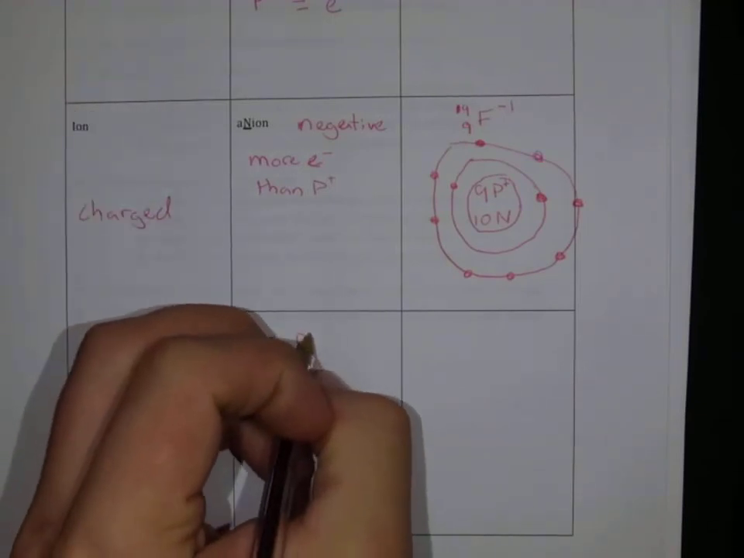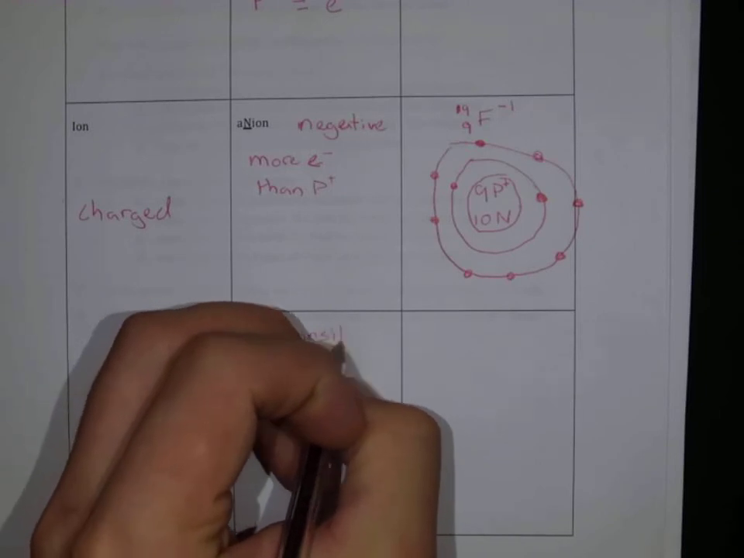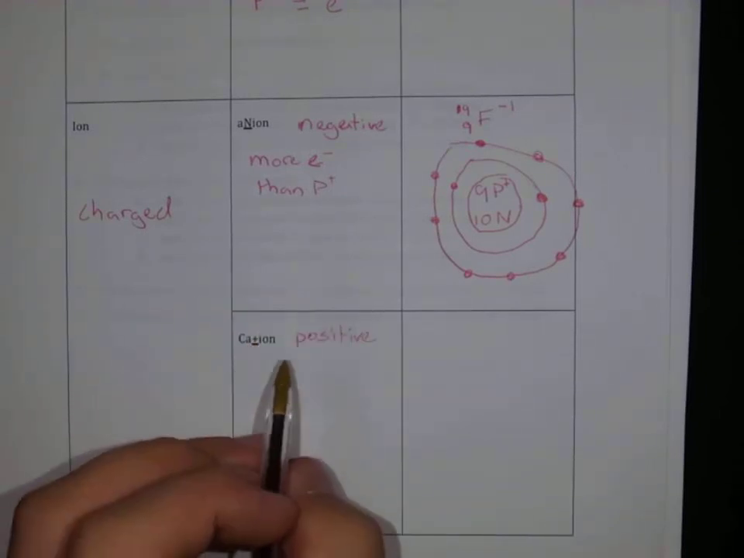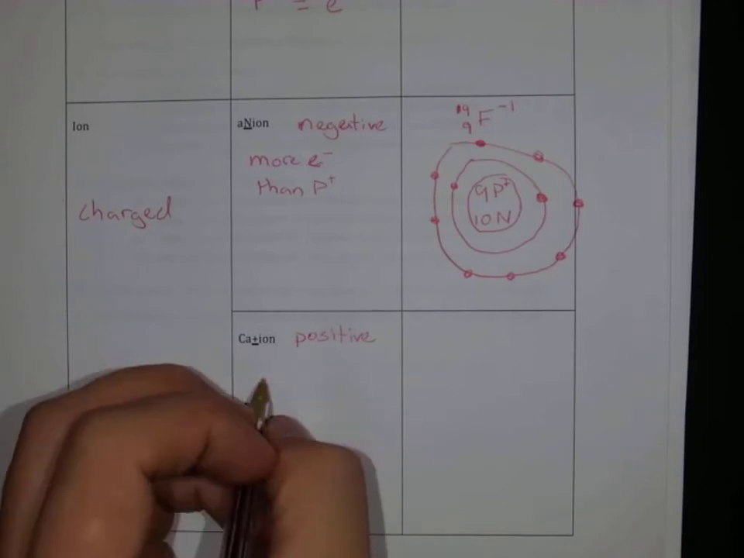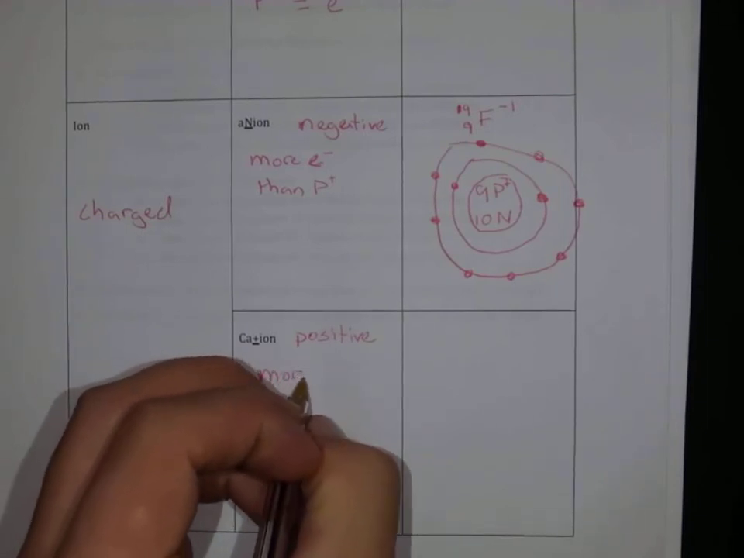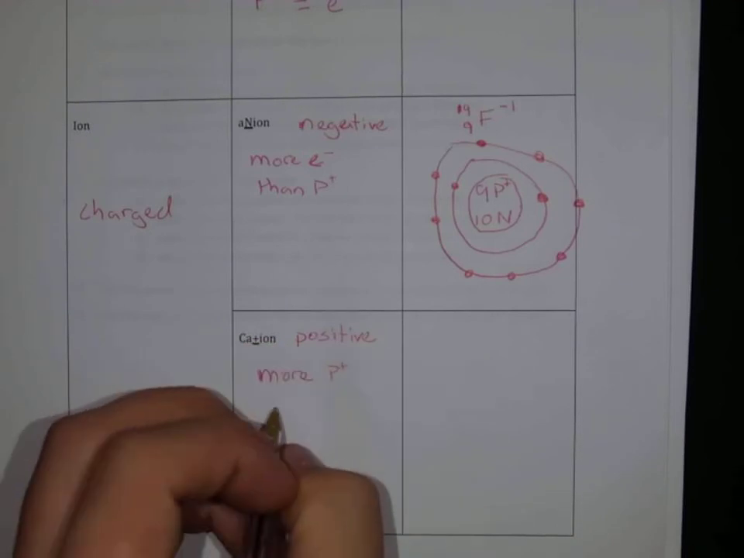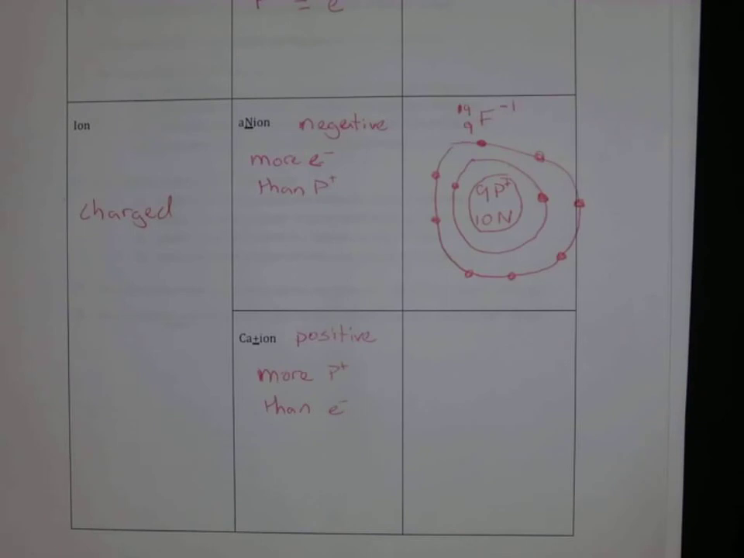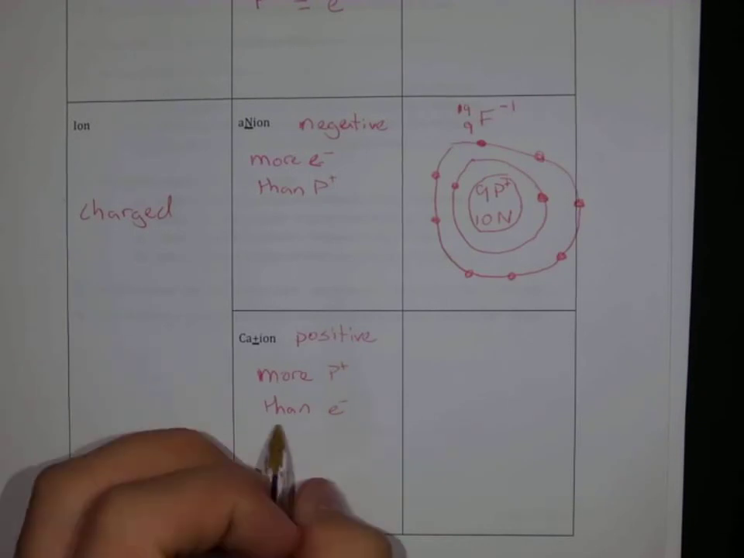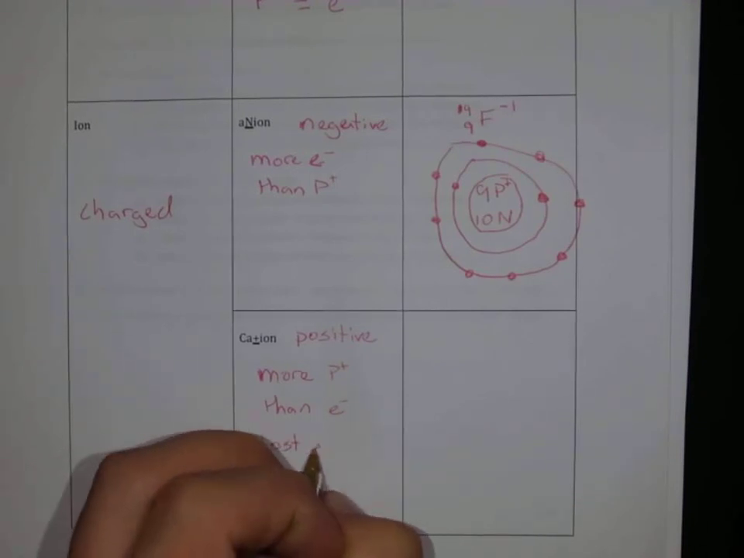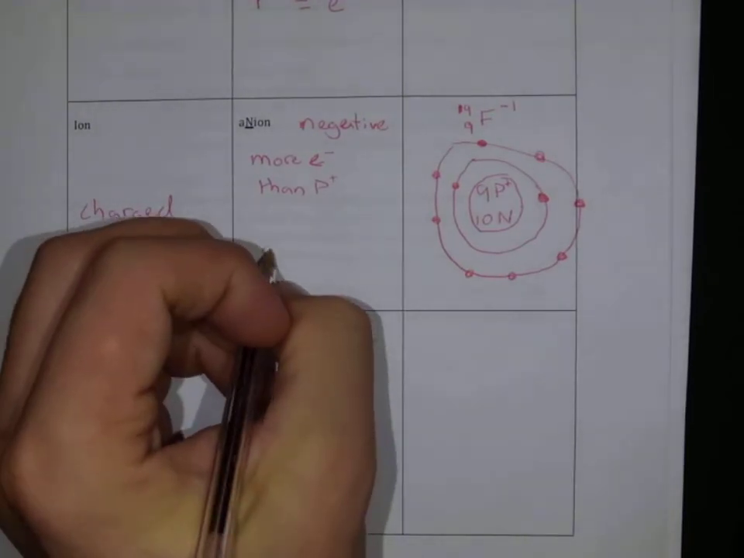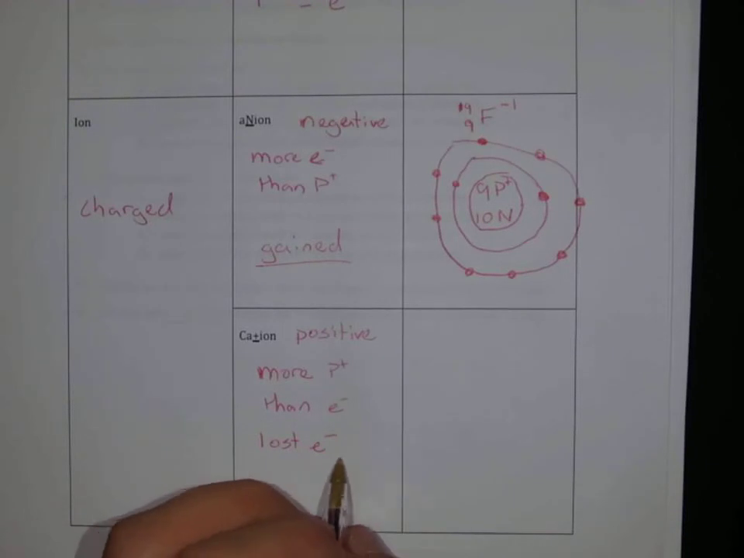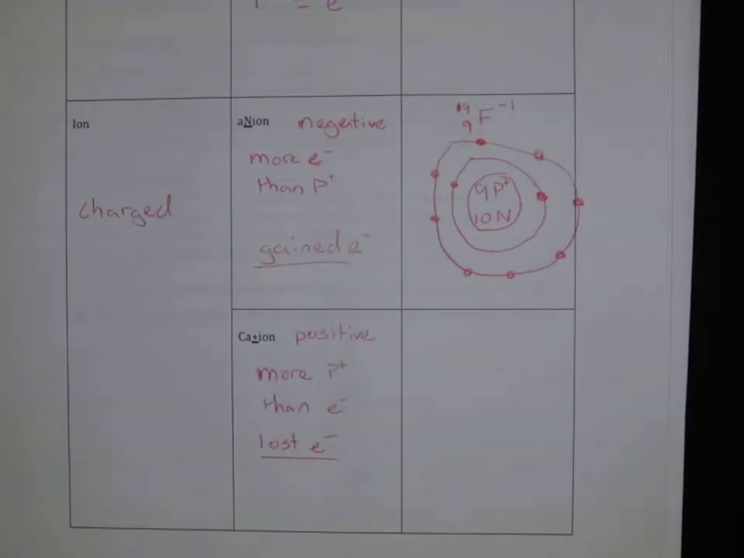Okay? A cation is the opposite of an anion. It's a positive charge. So a positive charge, it's like the T, the cation, is positive. There are more protons than there are electrons. And it means that whatever neutral atom we started with, it lost an electron. Right? So anions gained an electron. Cations lost an electron. Okay?